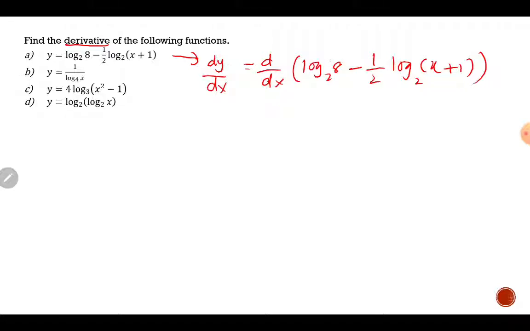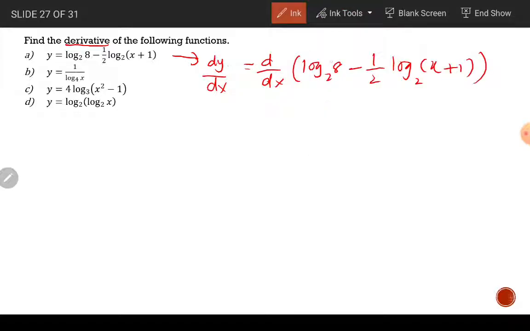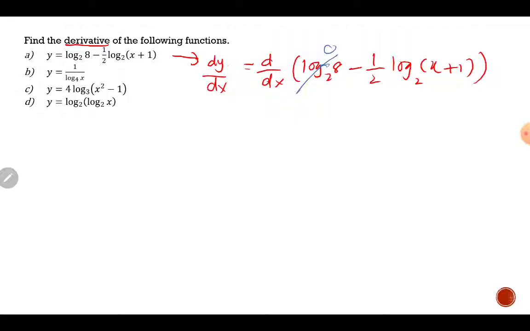Dia tak ada variable. So, makna kata to differentiate ni, you akan dapat this thing is going to be equals to 0 lah. Okay, because it's just a number. Dia tak ada variable. None of the value here dependent on x, so nothing to differentiate, so that's why you get 0. So your dy over dx yang ni dah tak ada, then you're gonna have negative half, yang ni je, negative half ni constant, so d dx of log x tambah 1 base 2.